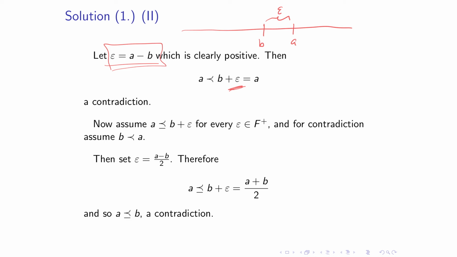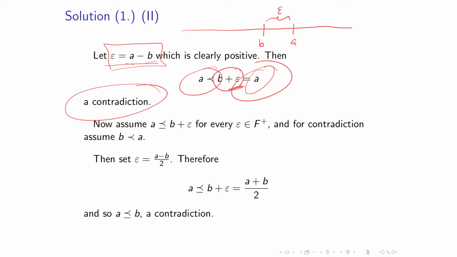In any case, now we know that A precedes B plus epsilon because, after all, epsilon is a positive quantity, and this is a property that we assumed for this part of the proof. But when you expand out B plus epsilon, we are doing B plus A minus B. Well, the B's cancel, the A remains, so this is equal to A. Now, we have that A precedes A, and that is a contradiction, so this part of the proof is done.